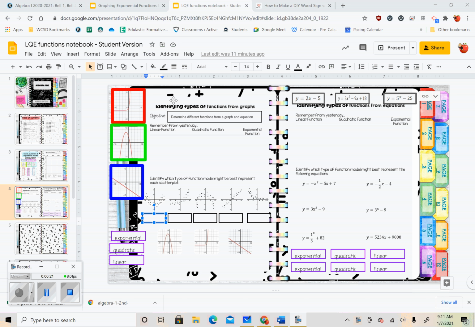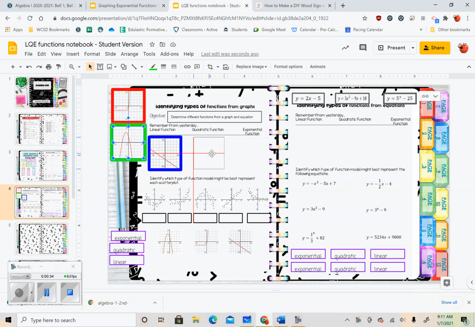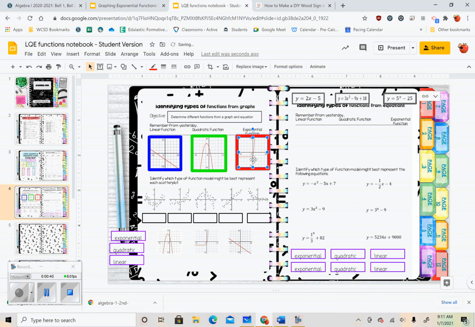So from yesterday, we have to remember we have three types of functions: linear, quadratic, and exponential. Linear is a straight line, so that's my blue graph. Quadratic is a U-shaped, either a happy face or a sad face. In this case, it's a sad face, which is my green one. And the exponential function is my L or my J. In this case, it's a J, so it's growth. We'll talk more about that, no worries. Okay, so those are what the graphs look like.